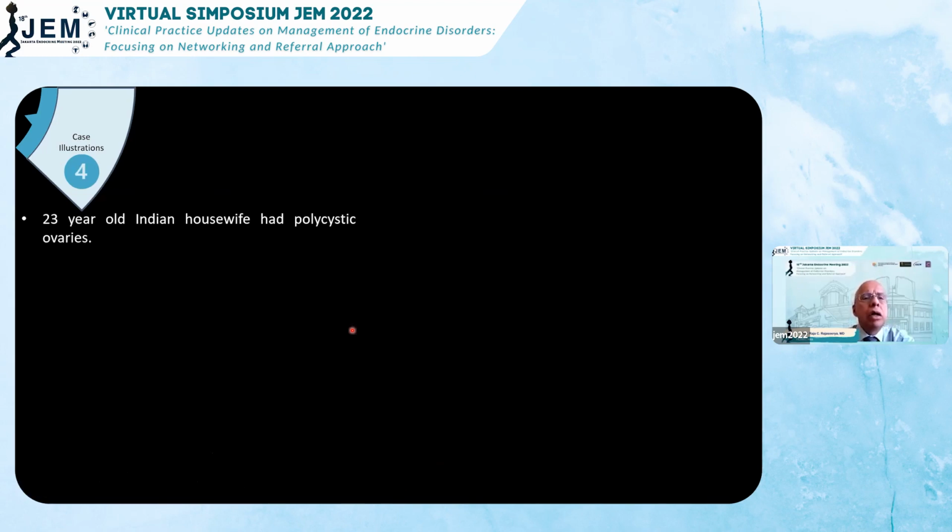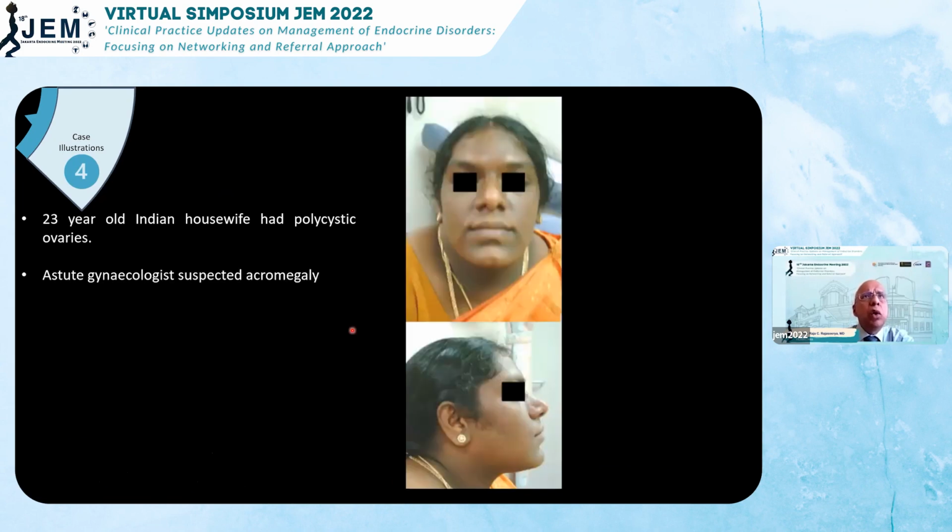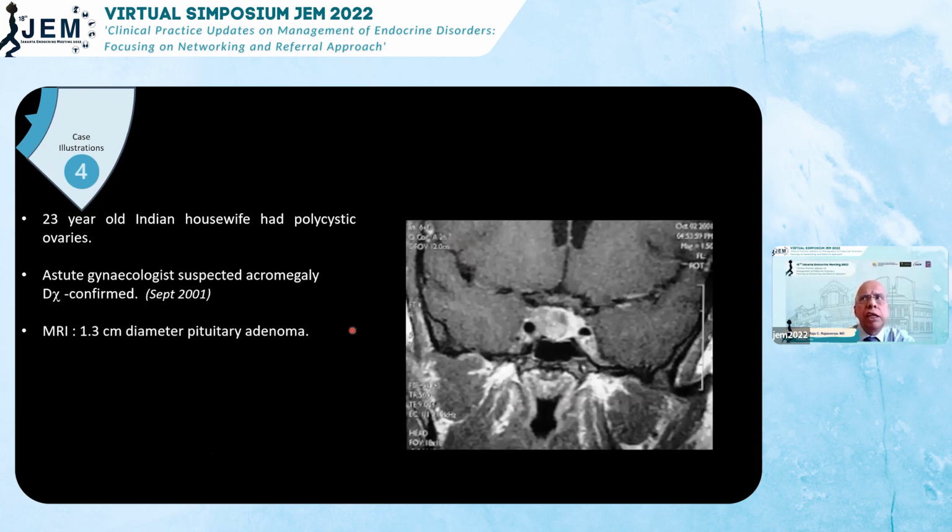Now, this was a 23-year-old Indian housewife. She had polycystic ovary. The gynecologist astutely diagnosed acromegaly. It was confirmed. She had a huge pituitary adenoma, which you can see on the right side, invading the cavernous sinus. This is the carotid.